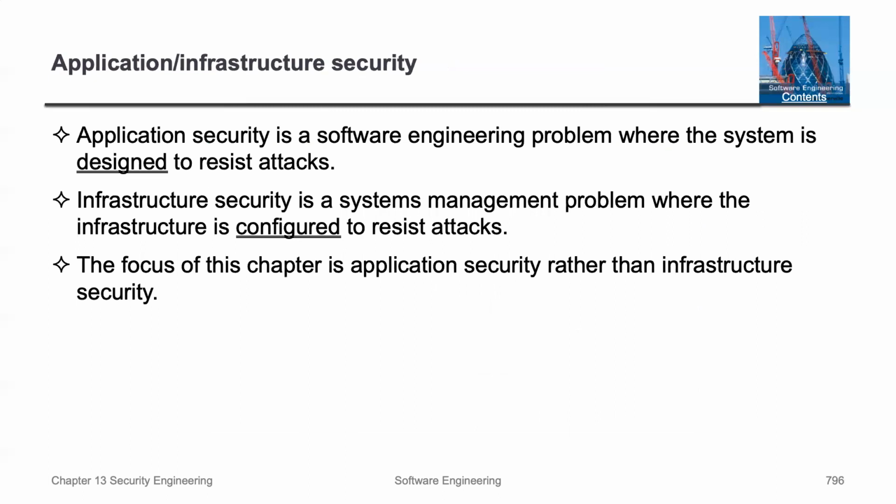So in terms of application and infrastructure security, application security is a software engineering problem where the system is designed to resist attacks. Infrastructure security is a systems management problem where the infrastructure is configured to resist attacks. And the focus of this chapter is application security rather than infrastructure security.